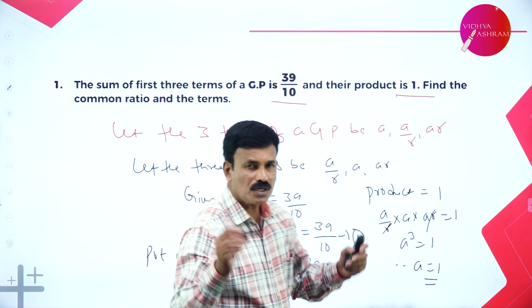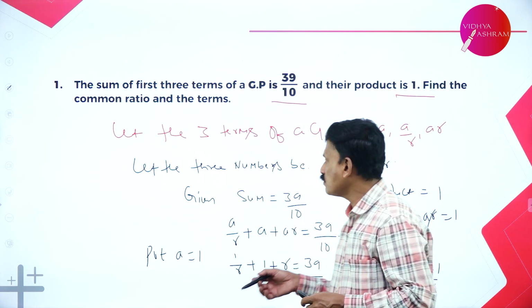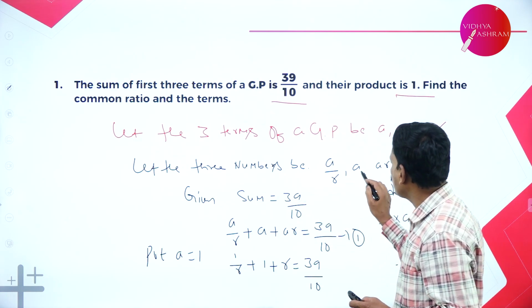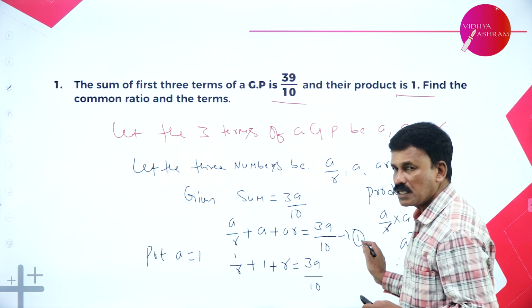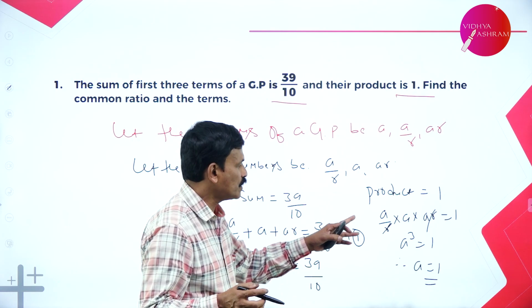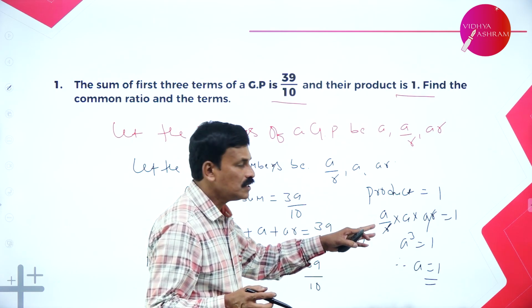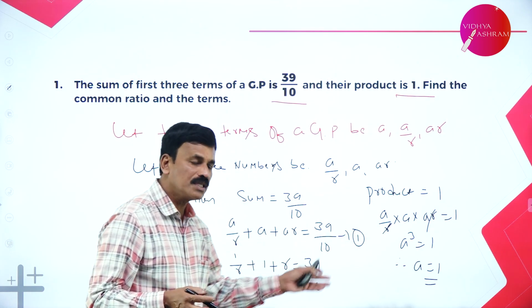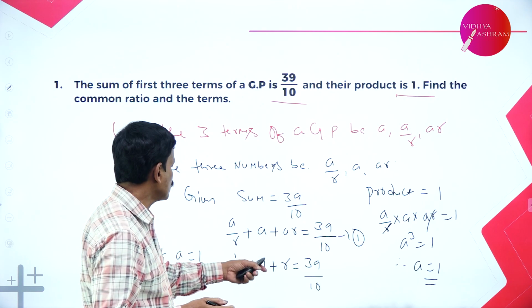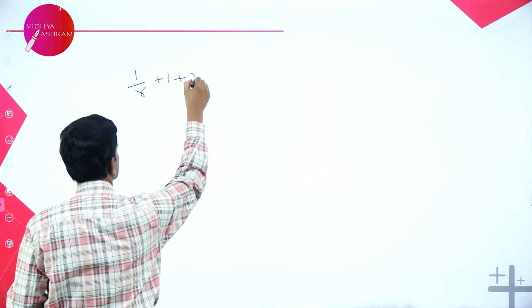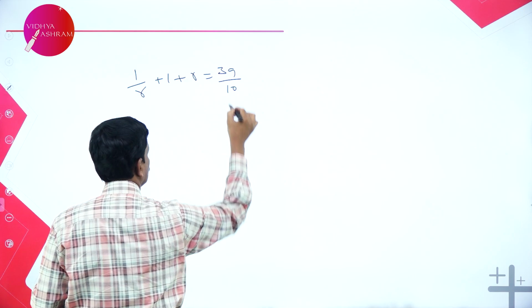Very simple. So, let the three terms of a geometrical progression, or put it in order, be A by R, A and AR. The sum is A by R plus A plus AR is equal to 39 by 10. Let us represent it as equation number 1. And the product, what is the product? Product is equal to A by R, A into AR is equal to 1. So, R gets cancelled, A cube is 1, therefore A is equal to 1. Put A is equal to 1 in this equation, 1 by R plus 1 plus R is equal to 39 by 10.